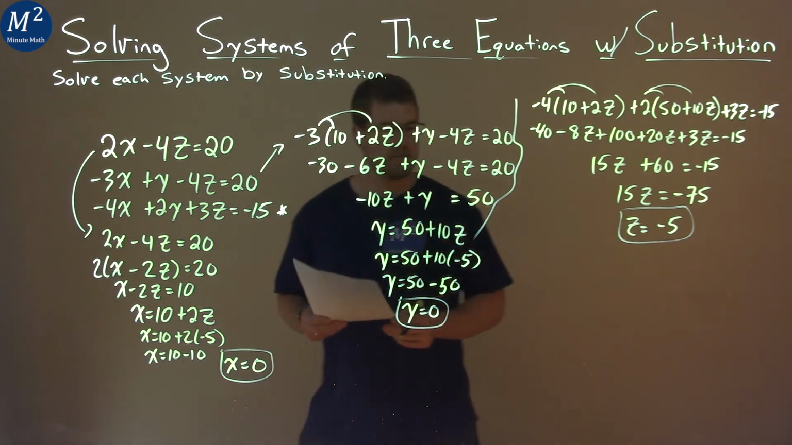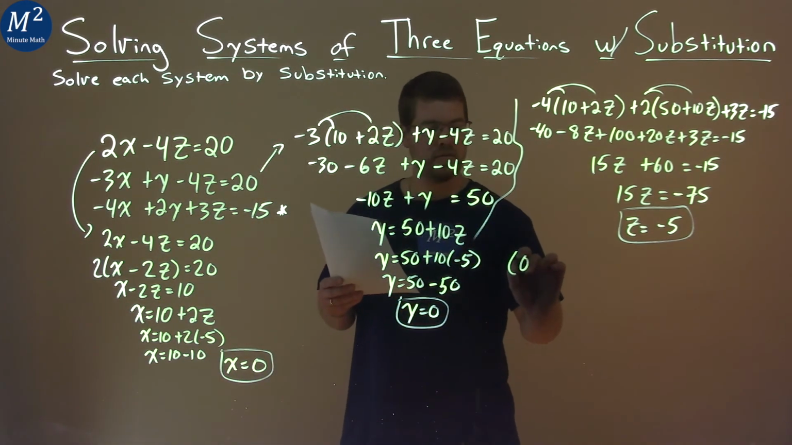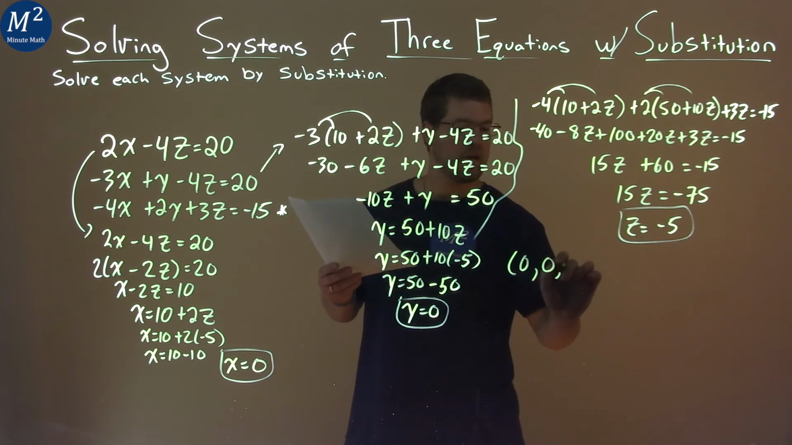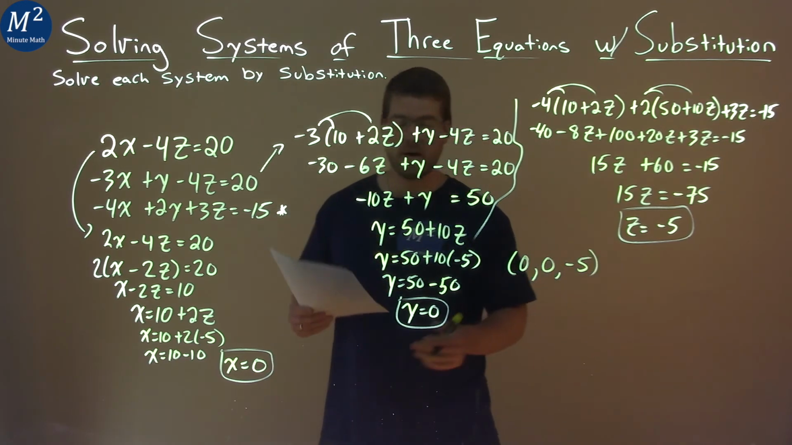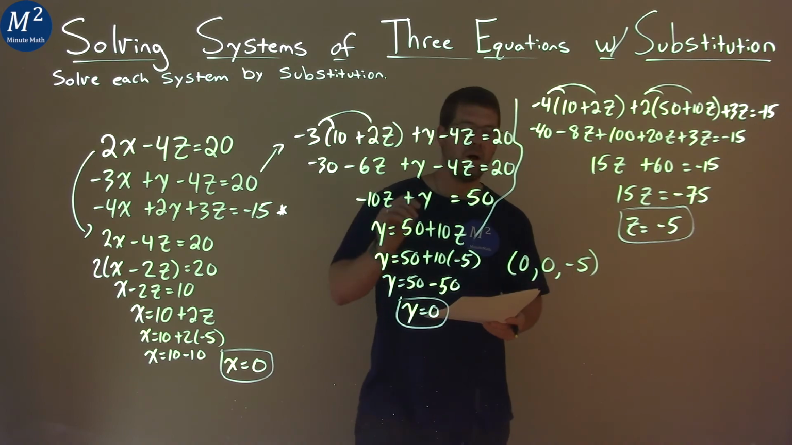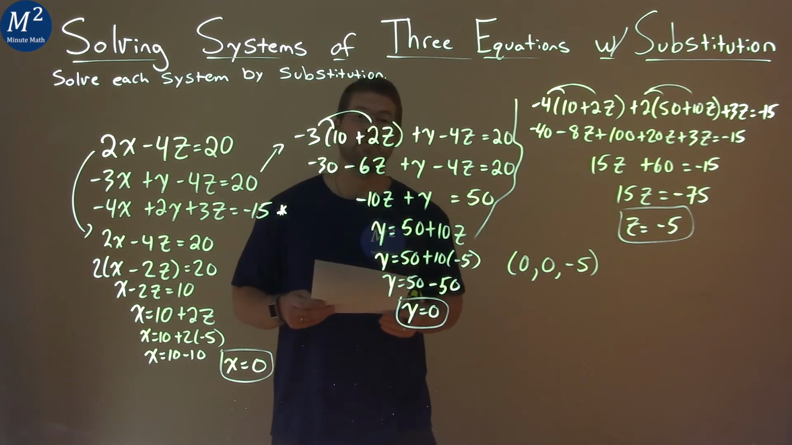So we got a lot of zeros in this one. We can write this as a coordinate point of (0, 0, negative 5), and that's our final answer. X is 0, y is 0, and z is negative 5.